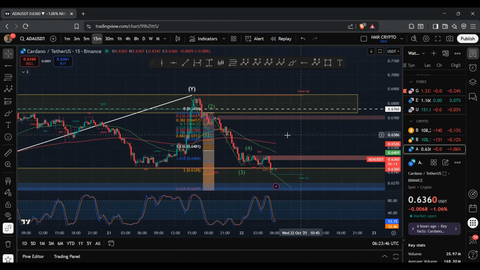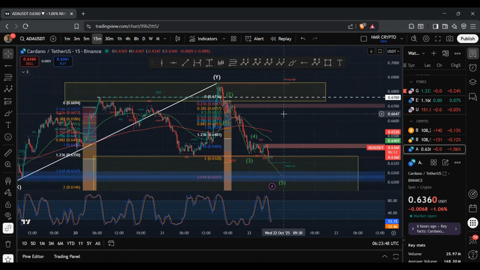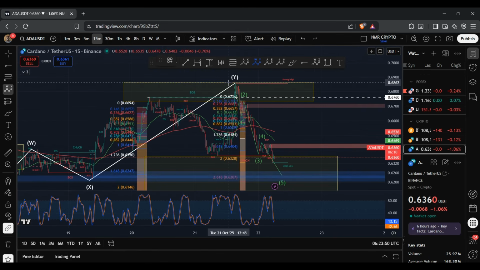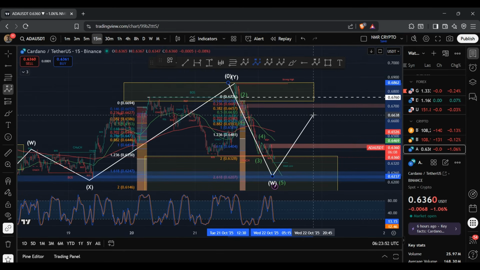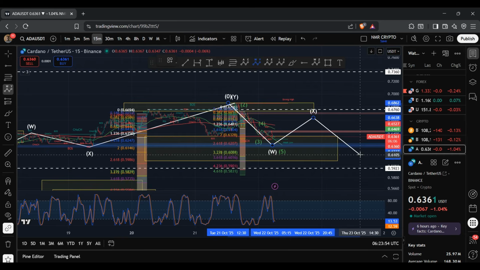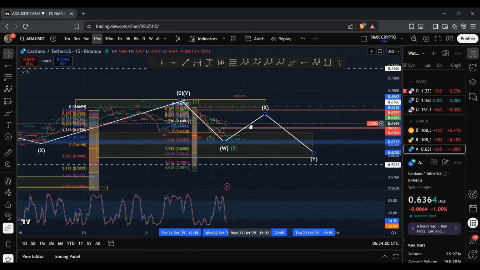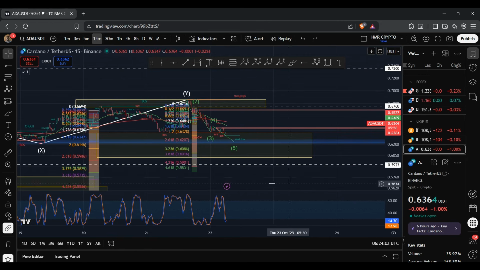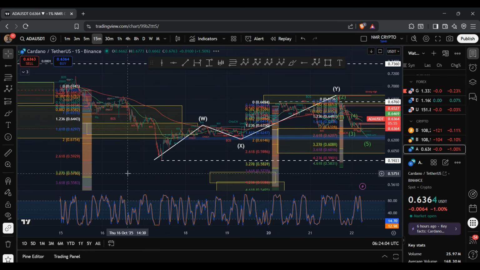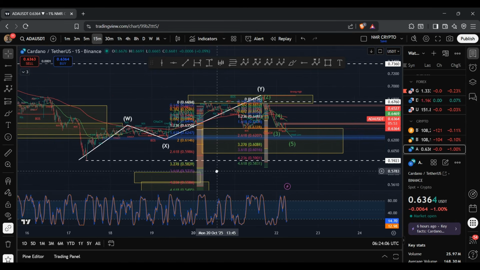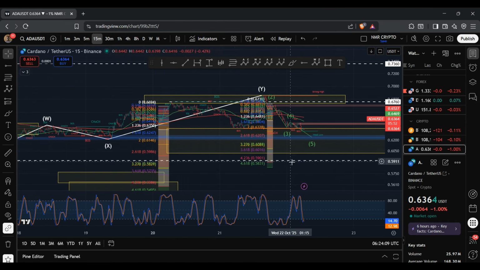where this 5-wave structure could either form the wave W, and then we see a recovery to the upside to form wave X, followed by that final push to the downside to complete the Y wave, where we then continue to trade within this region. Or worst case scenario, we could have a 5-wave structure to the downside where we then breach below the local low at 59.22 cents, which could be bearish in the short term.